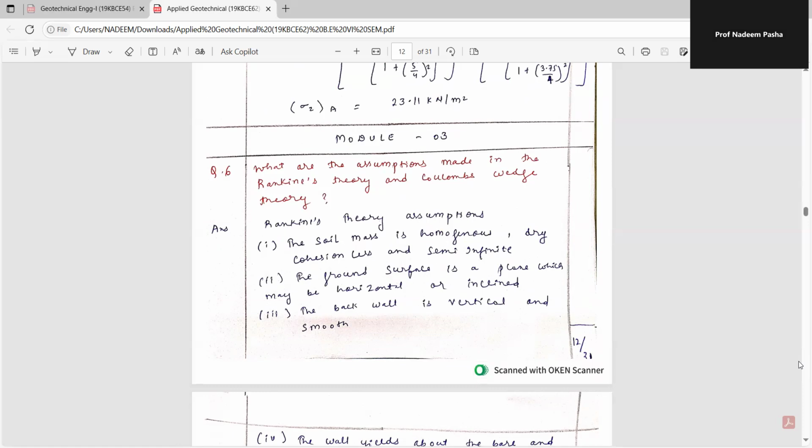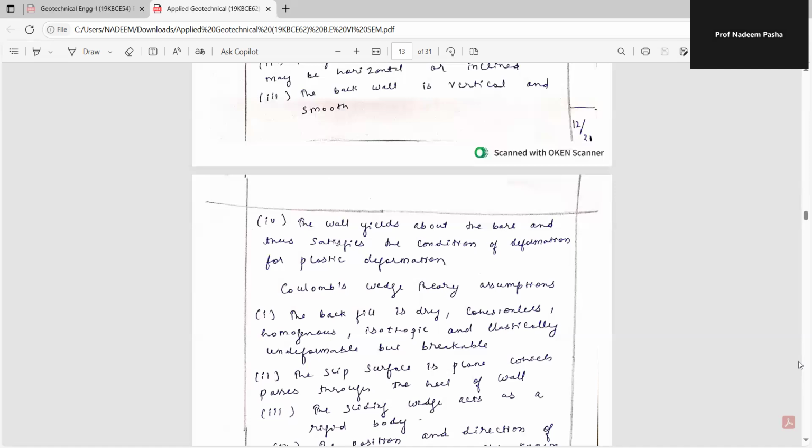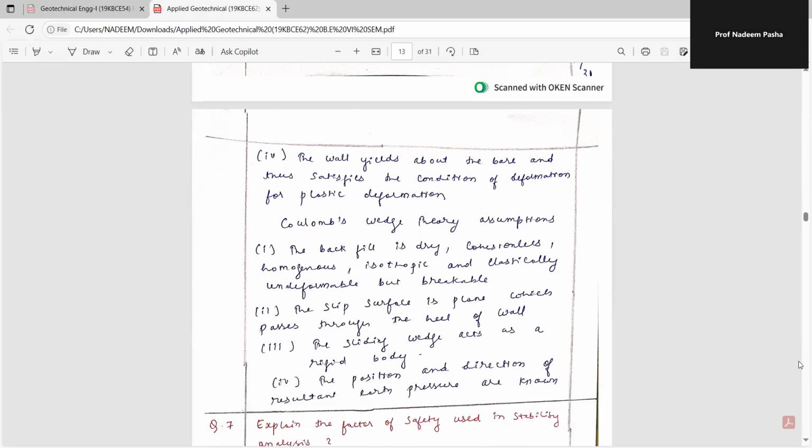What are the assumptions made in Rankine's theory and Coulomb's wedge theory? Rankine's theory assumption is the soil mass is homogeneous, dry, cohesionless and semi-infinite. The ground surface is a plane which may be horizontal or inclined. The back of the wall is vertical and smooth. The wall yields about the base and thus satisfies the condition of deformation for plastic deformation. Coulomb's wedge theory assumption: the backfill is dry, cohesionless, homogeneous, isotropic, and elastically undeformable but breakable.